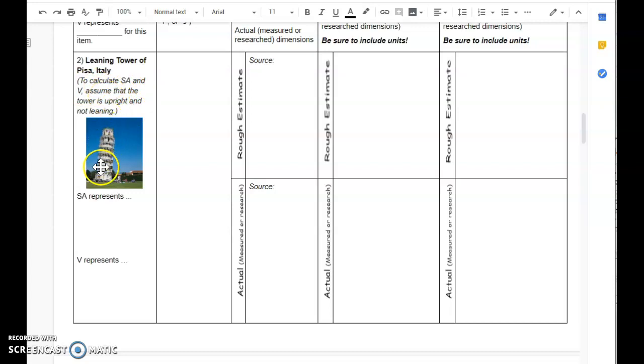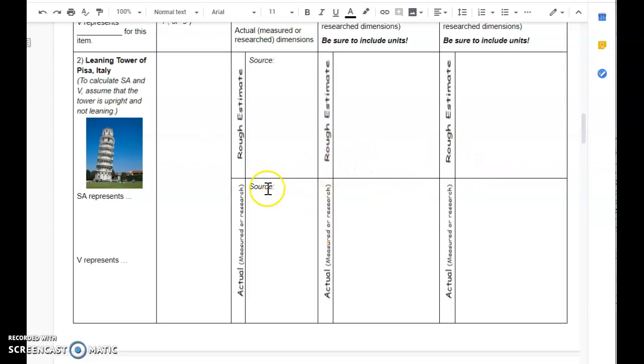Okay, it gets a little bit more complicated to calculate the surface area if it is leaning, so assume that it is not leaning. But notice that it's like a little cake. There is this base cylinder, and then there is a little narrower cylinder right at the top. So you do need to take that into consideration.